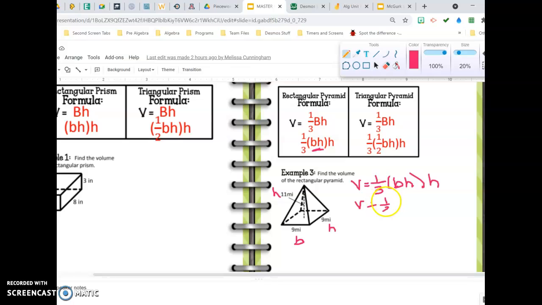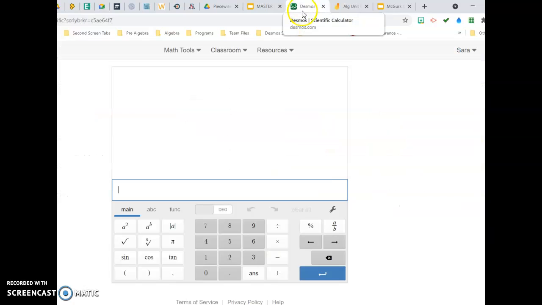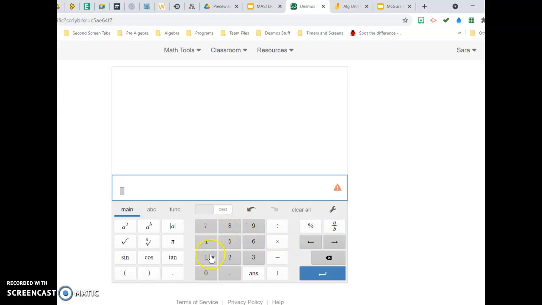So I take 1/3 times 9 times 9 times 11. Okay, and this might be something you want to use your calculator for just because of that 1/3. You can use the fraction button over here. I'm going to show you this. So you can do 1/3 here, and then times 9 times 9 times 11. And that'll tell you that it's 297. So for some of these larger calculations, it's okay to use your calculator.